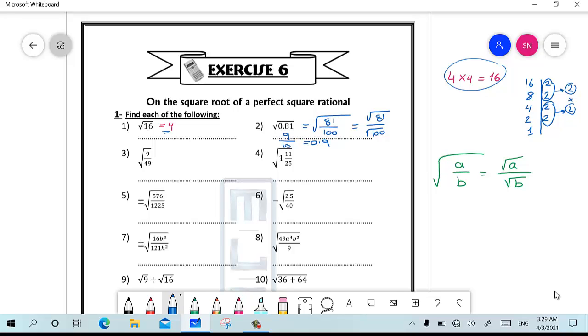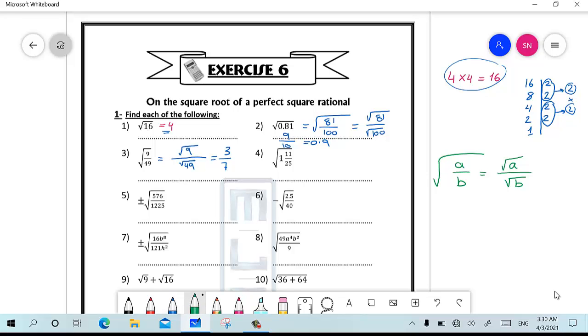Let's go now for number 3. I would like to find the square root of 9 over 49. So again, I'm going to distribute the square root over the numerator and over the denominator. And let's go and see. I know now that 9 results from the multiplication of 3 by 3, so the square root of 9 is equal to 3. And 49 results from 7 times 7, so the square root of 49 is 7.